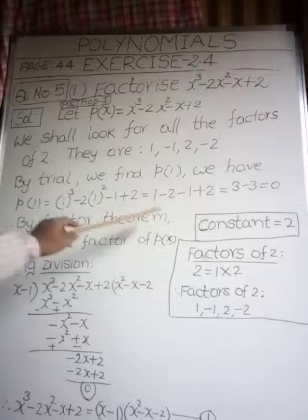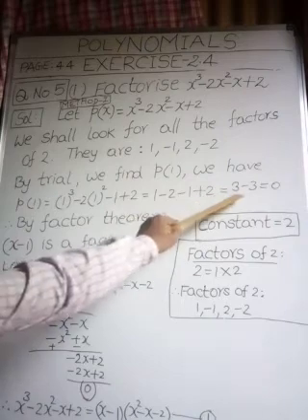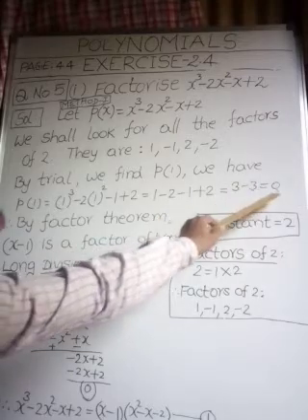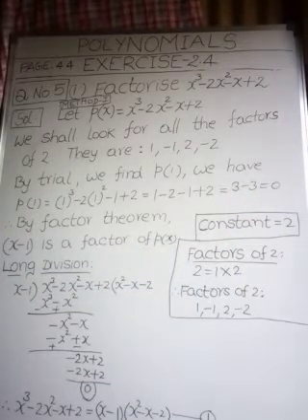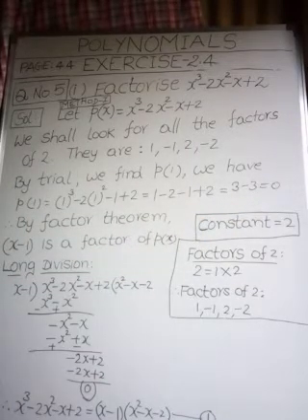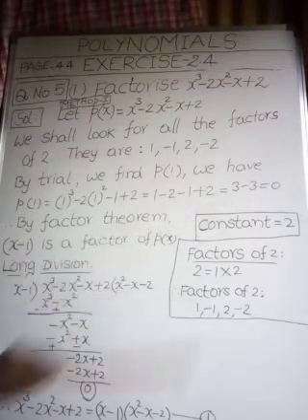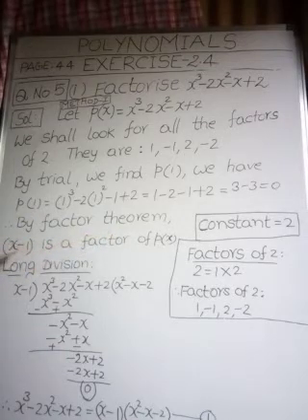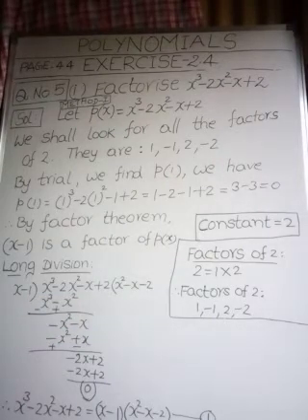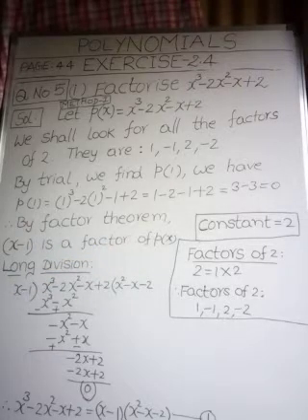So finally, the positive numbers 1 plus 2 give 3, and the negative numbers minus 2, minus 1 give minus 3. So 3 minus 3, what will you get here? 0. So here we got p of 1 is equal to 0. I told you many times, p of 1 is equal to 0 means the remainder is 0. So by the factor theorem, we can say that x minus 1 is a factor of the polynomial p of x.